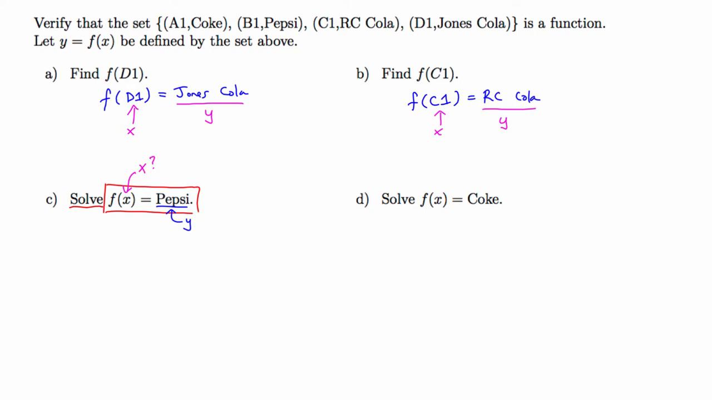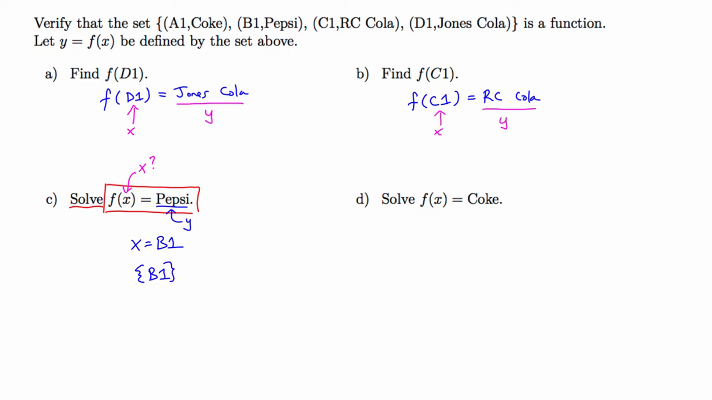Looking back at our table, we can see that B1 is paired with Pepsi. So in trying to solve this equation, f of x equals Pepsi, and knowing that B1 is paired with Pepsi, we can solve this by finding that the x value must be B1. Given that I am solving an equation, though, it is standard to write this as a solution set.